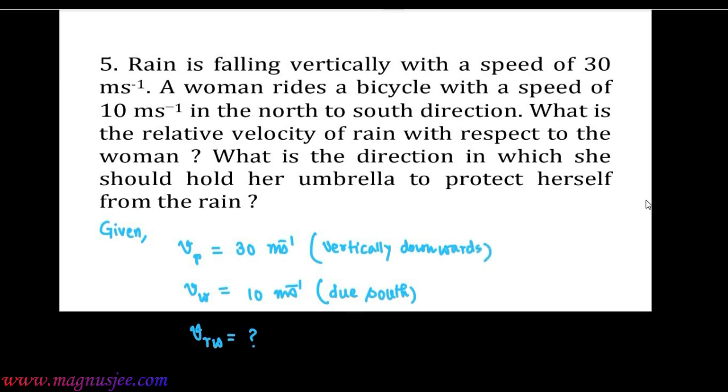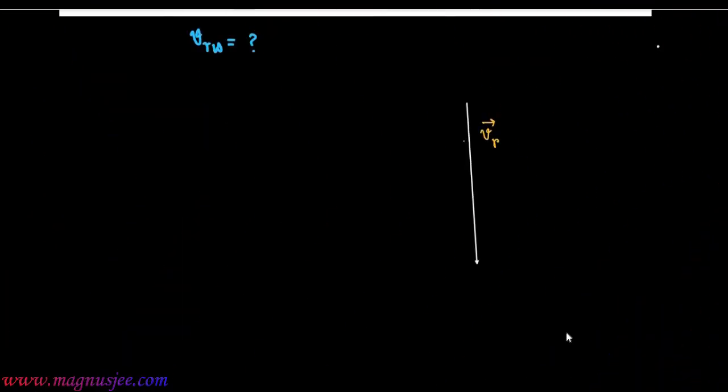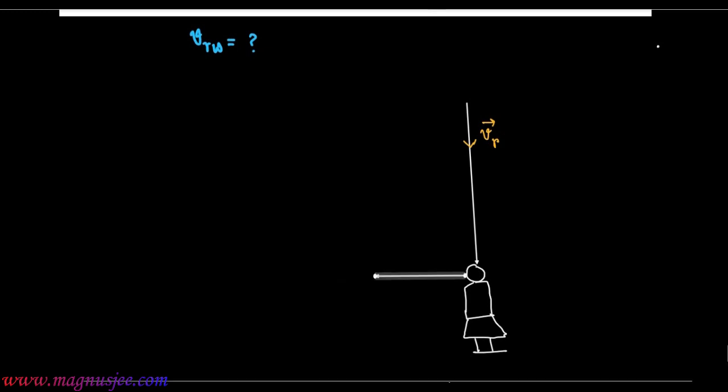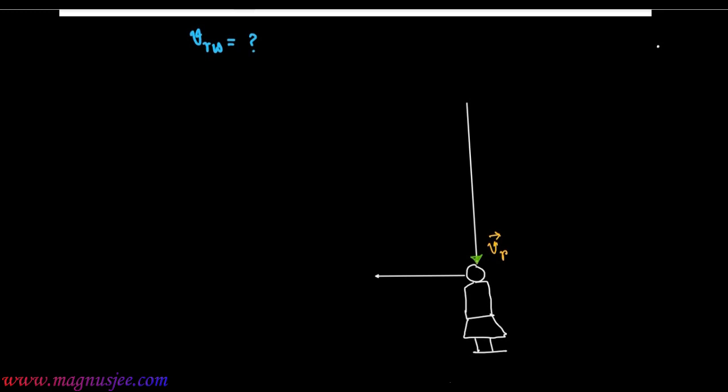In this case, Vr is equal to 30 meter per second. Along this direction rain falls, that means rain falls in vertically downward direction, and this is the woman who will be riding her bicycle from north to south direction. This is a woman, and this woman is riding her bicycle with the velocity vector Vw. This is the direction along which rain falls. That means rain falls vertically downwards with the velocity vector Vr.